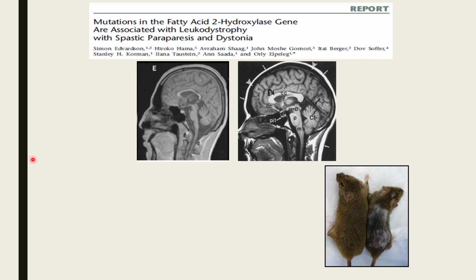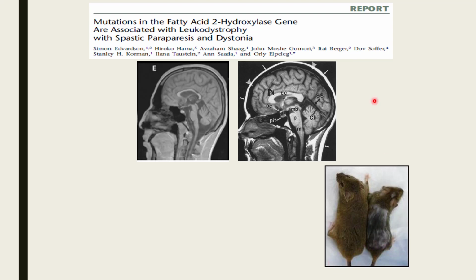So here is the mouse that we created. As you can see, the mouse that we created was very easy to identify because not only did he have problems with brain structure, he also had this very weird hair pattern where his hair was very dry and brittle and would periodically fall out compared to a normal mouse, as you can see here.